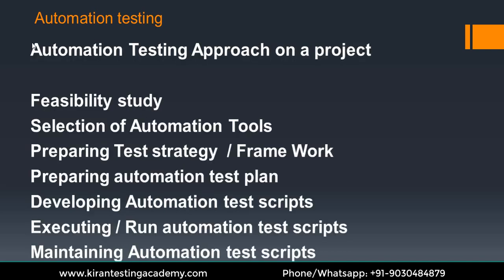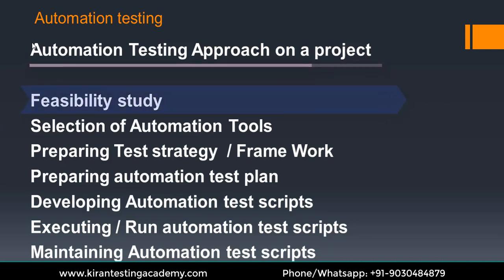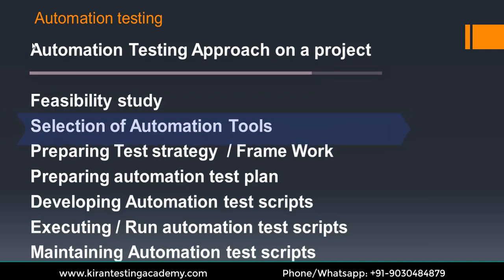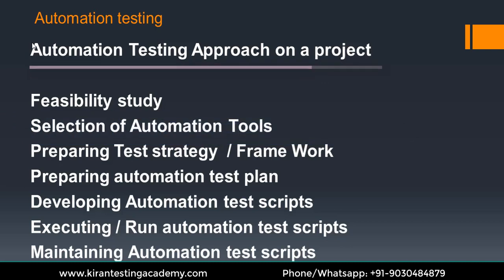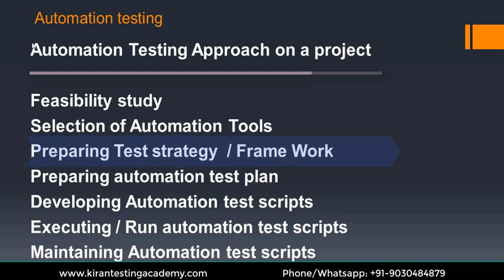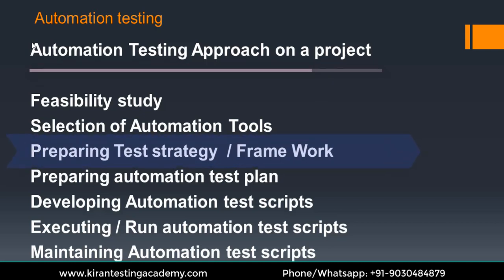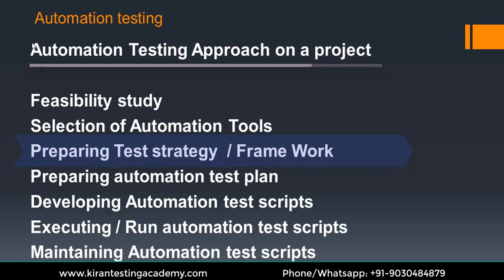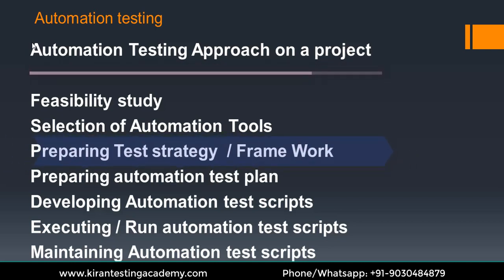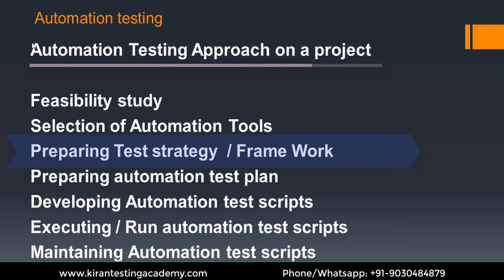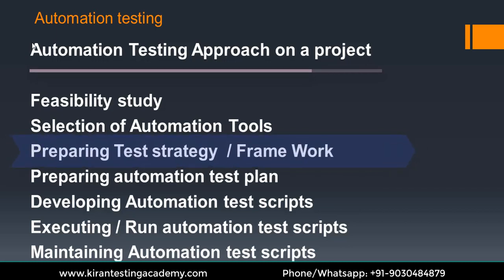Next, the testing approach on a project. This is a general project approach. First thing, we do the feasibility study. Next, on the feasibility study, we discuss what tool best suits, meaning selection of the automation tool is done. If you select a tool like Selenium, Selenium has different strategies, QTP has different strategies. Got the point? Next, we prepare the strategy depending on the team, the application complexity, and your previous experience. Lots of factors come into the picture, and we plan a framework or structure to automate.